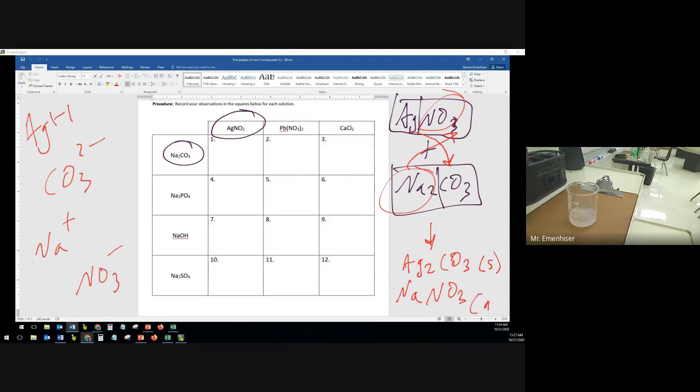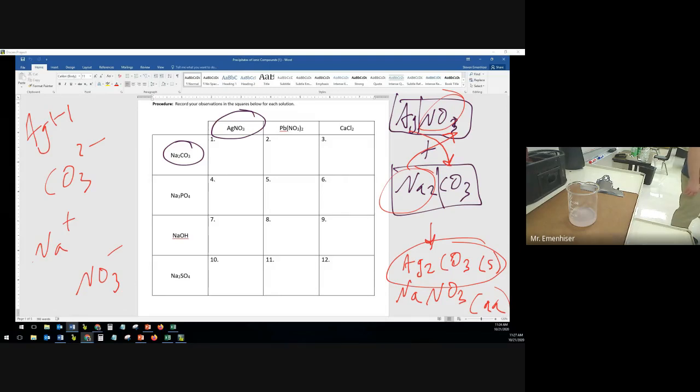And that will be aqueous because all group 1 metals are soluble, and they make aqueous solutions with water, and so do nitrates, with no exceptions. Anything that has a group 1 metal will be soluble. Anything that has a nitrate will be soluble. So let's go ahead and mix these two, and we're predicting a solid. We're going to predict Ag2CO3. I think that's going to be a white solid. So let's go ahead and add the sodium carbonate in here and see what we get.